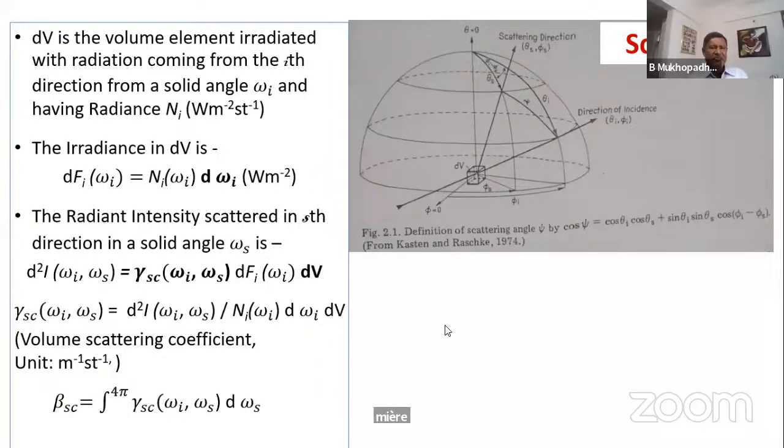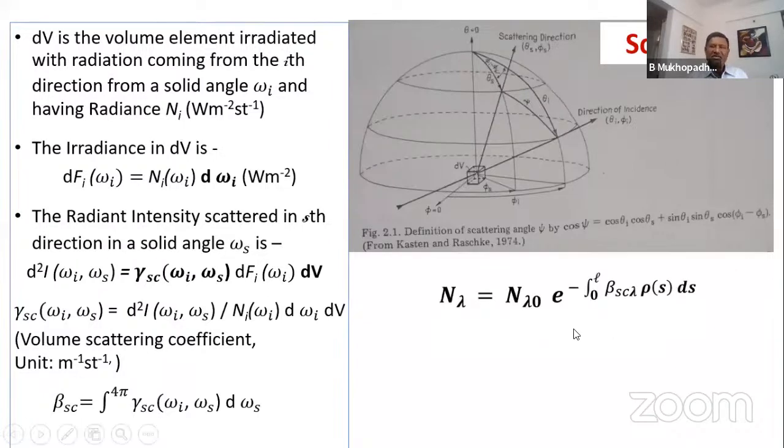Okay, why I'm stressing this so much is that this property of the medium is in analogy to the beta that we have expressed for absorption. Only in the case of absorption there was a constant, and here there is no constant. Here there is a function which depends upon the pair of I and S. All right. And now the next step is to write the Beer's law for scattering.